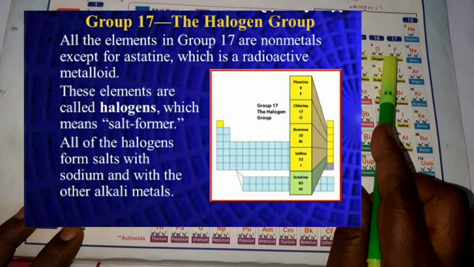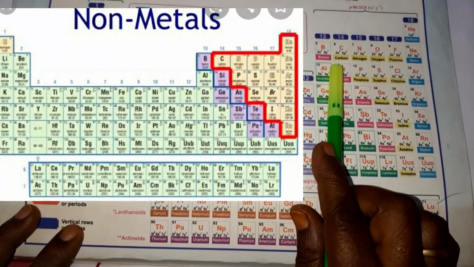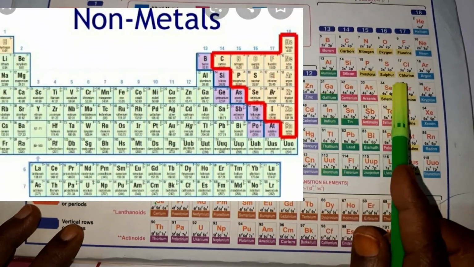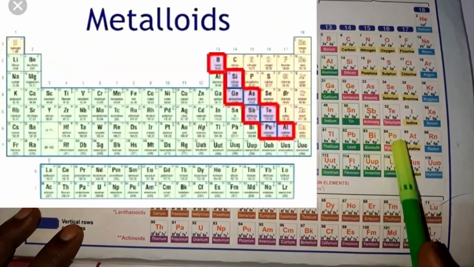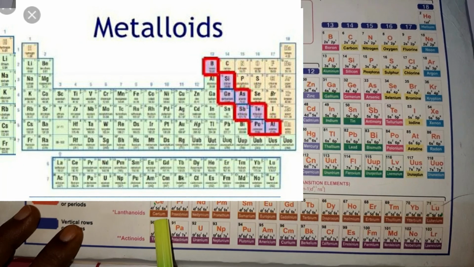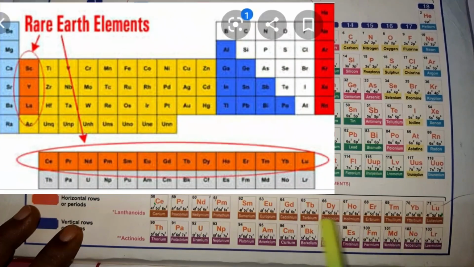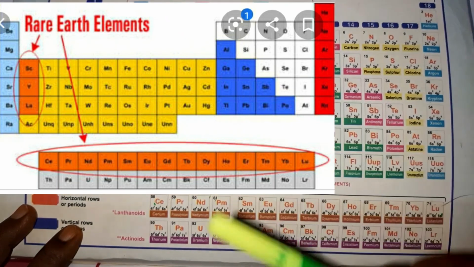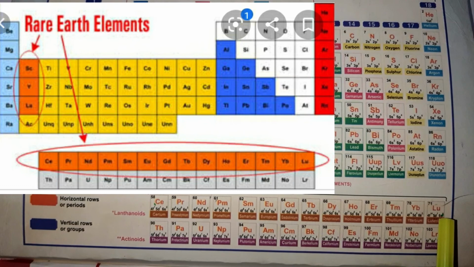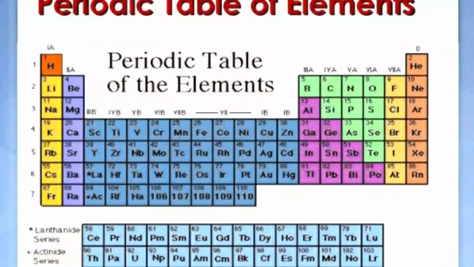And you find your non-metals, children. So here carbon, nitrogen, oxygen, phosphorus, sulfur, selenium, all these are the non-metals, children. And you have metalloids also, children. So you have rare earth metals also, that is from cerium to lutetium, and you have scandium, yttrium and lanthanum. These are called rare earth metals, children. So that is how the elements in the periodic table are classified.